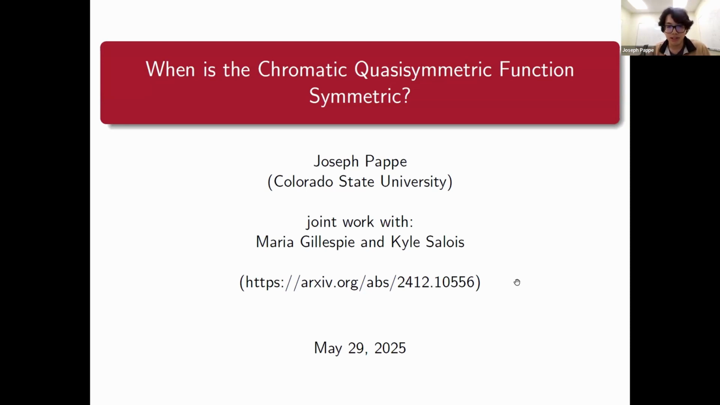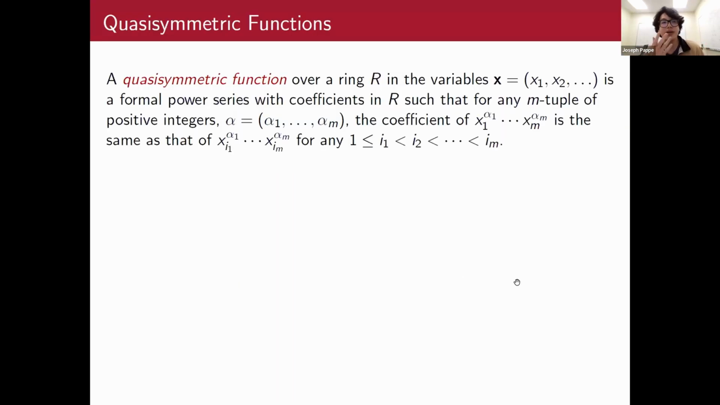So let's start by reviewing what a quasisymmetric function is. A quasisymmetric function over a ring R, in the variables x1, x2, and so on, is a formal power series of bounded degree such that for any m-tuple of positive integers alpha 1 through alpha m, the coefficient of x1 to the alpha 1 times x2 to the alpha 2 and so on is the same as that of x_i1 to the alpha 1, x_i2 to the alpha 2, and so forth, for i1 less than i2, and so on.